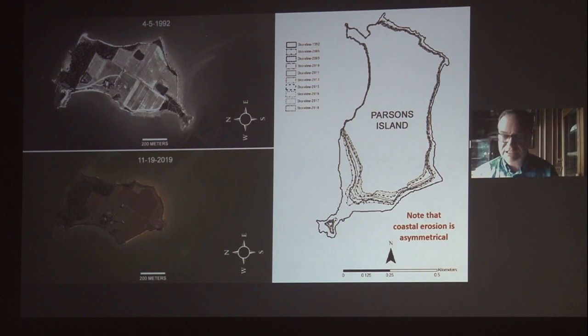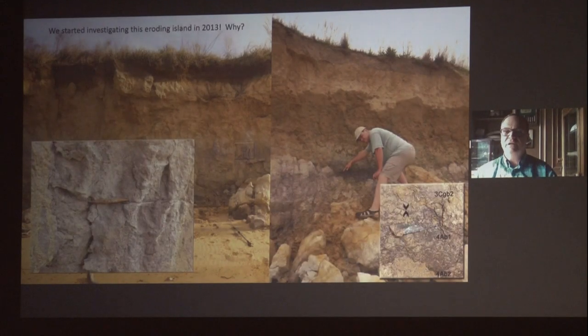The southwest side is the most exposed, so it's retreating the greatest. We started investigating this eroding island in 2013. Why? We were interested in the late Pleistocene upland stratigraphy. We had left a site in the same watershed and had questions.